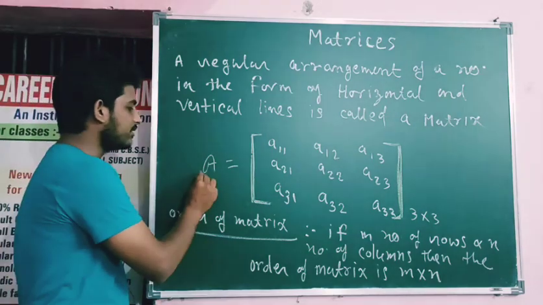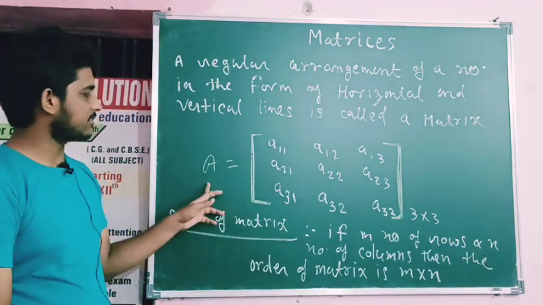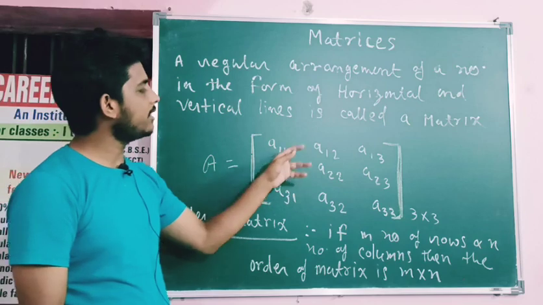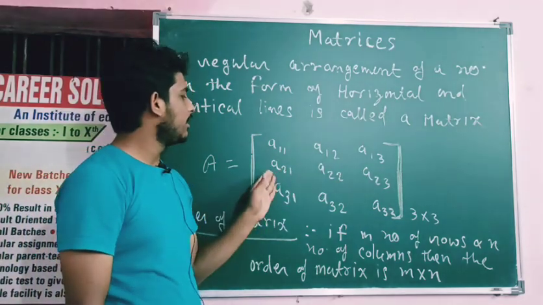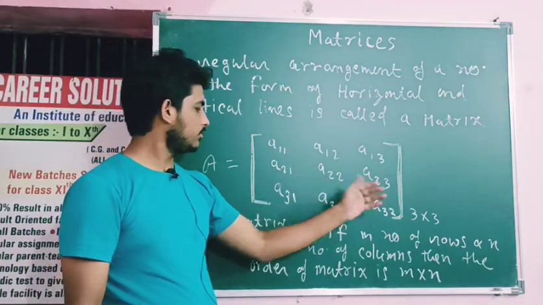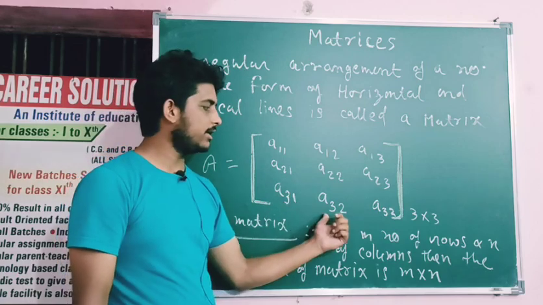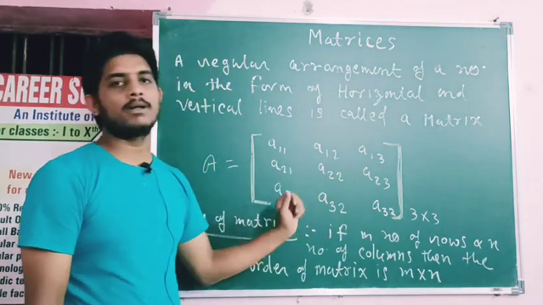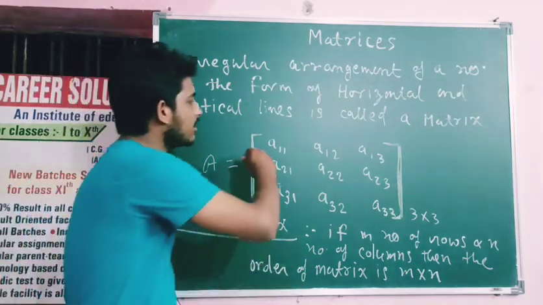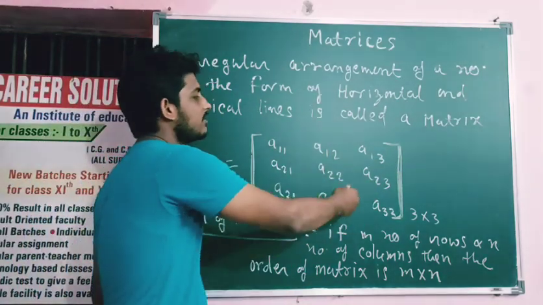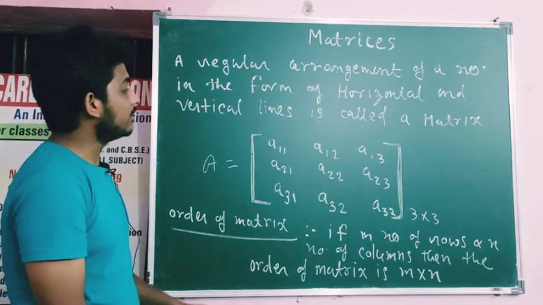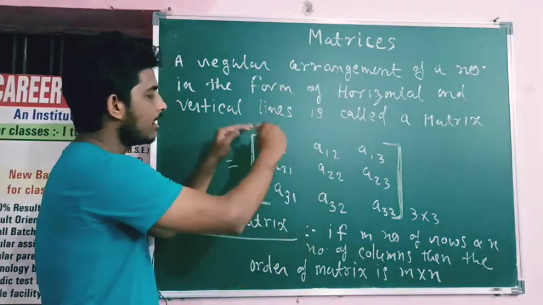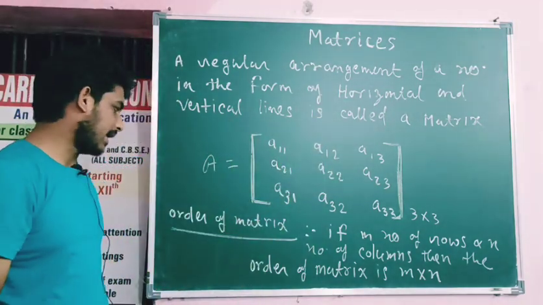Here is a matrix A. A is equal to A11, A12, A13, A21, A22, A23, similarly A31, A32 and A33. These are all the elements of the matrix, which are arranged in horizontal lines as well as vertical lines, and all the elements are enclosed in a bracket.